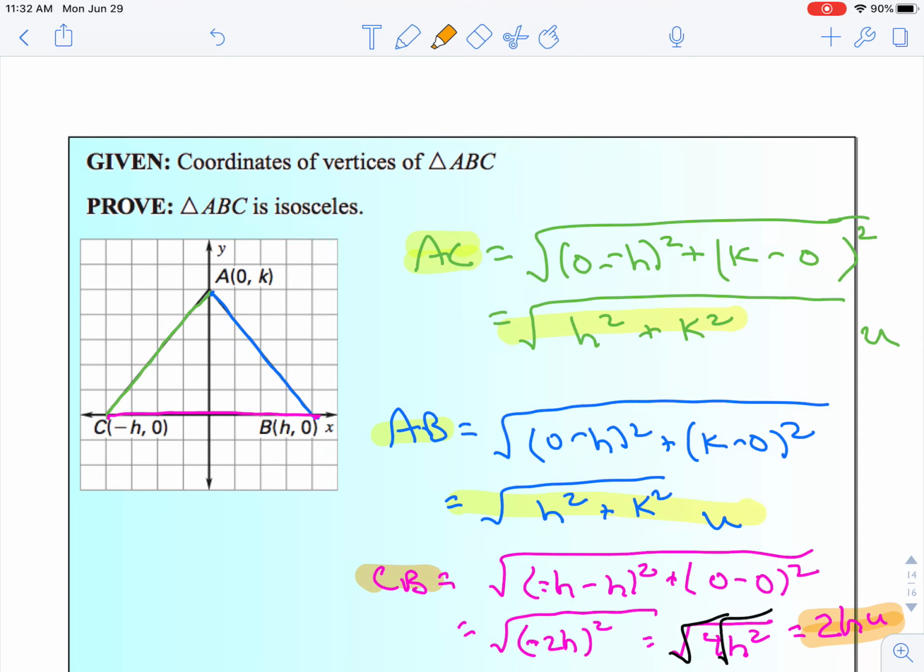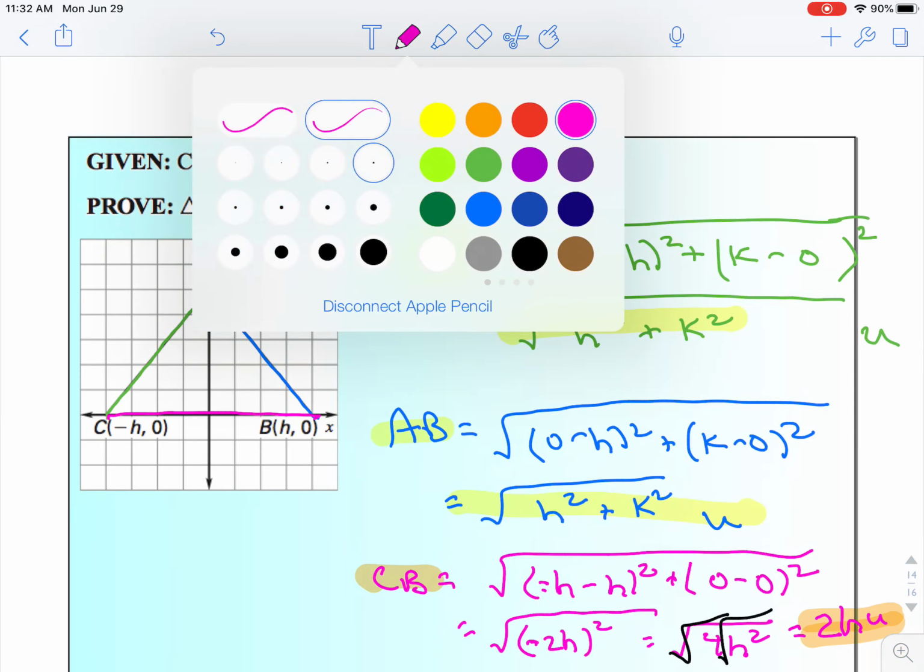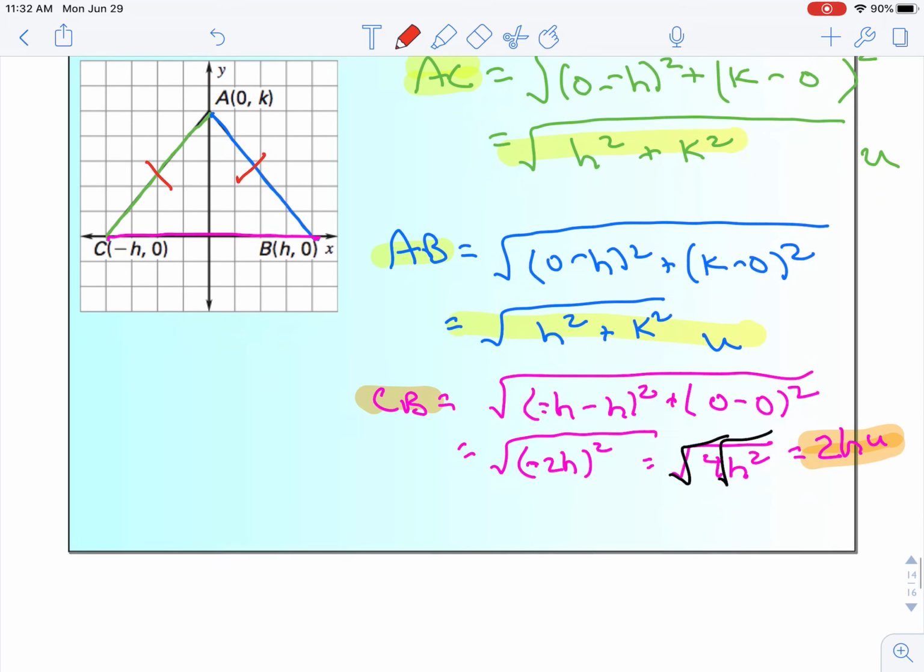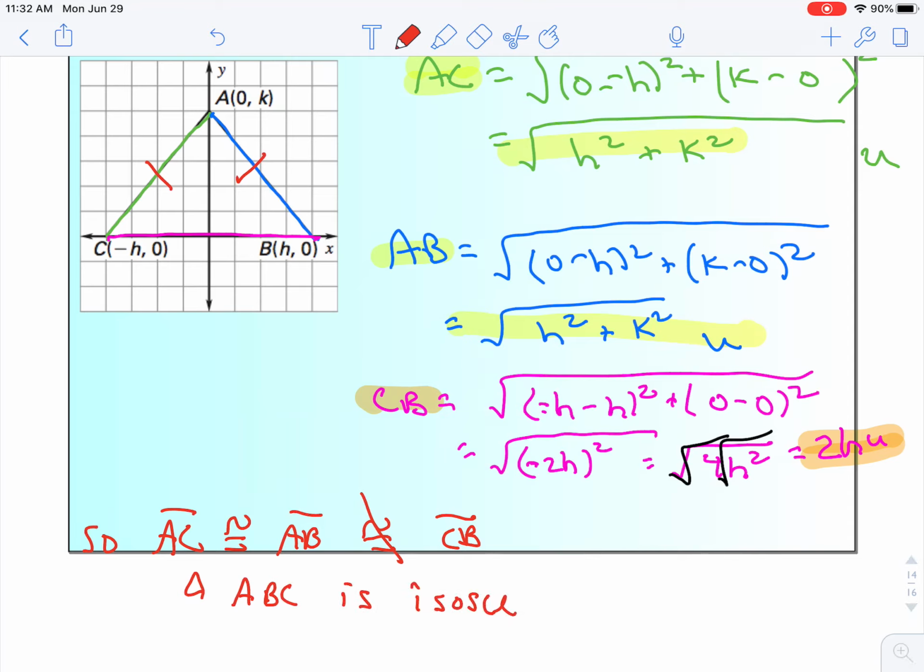So now we have verified that these two sides are in fact the same. So this side and this side are the same. So since segment AC is congruent to segment AB, and they're both not congruent to CB, triangle ABC is isosceles.